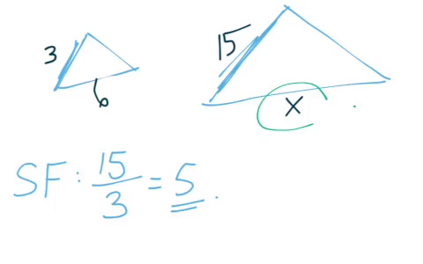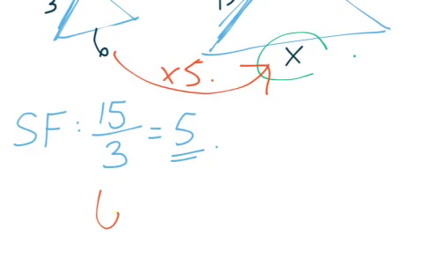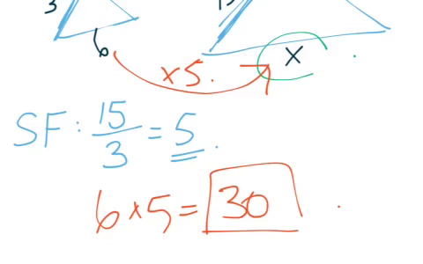So we know that scale factor is the number that we use to multiply to go from the first object to the next one. So here we did 3 times 5 to get 15. So that means I'm going to do 6 times 5 to get our x value. So 6 times 5 is 30, and that would be our solution. Let's try another one.